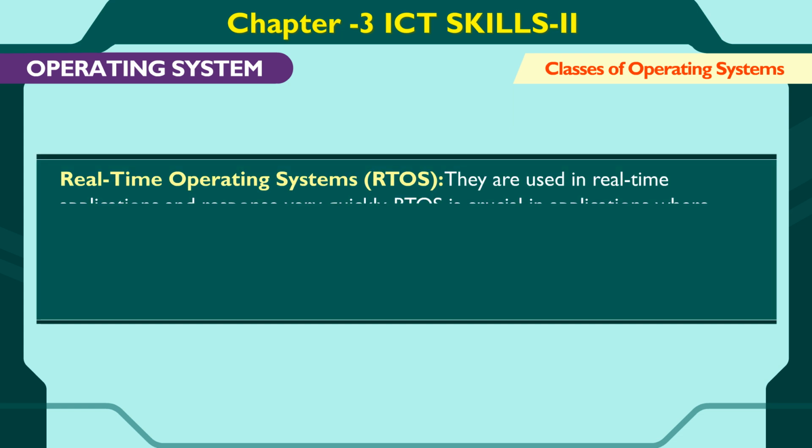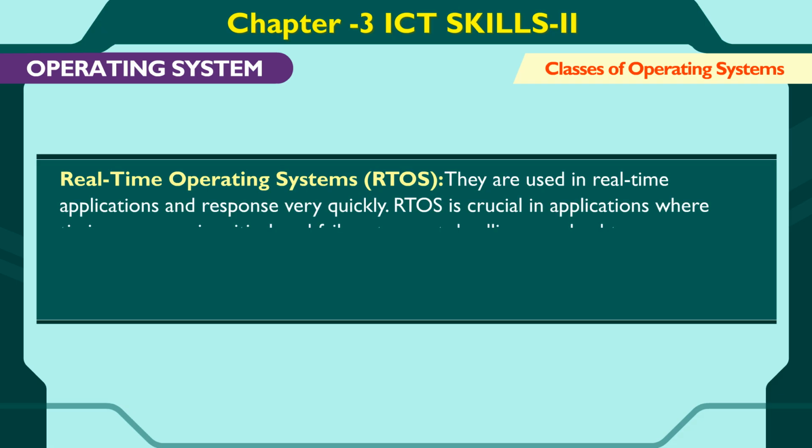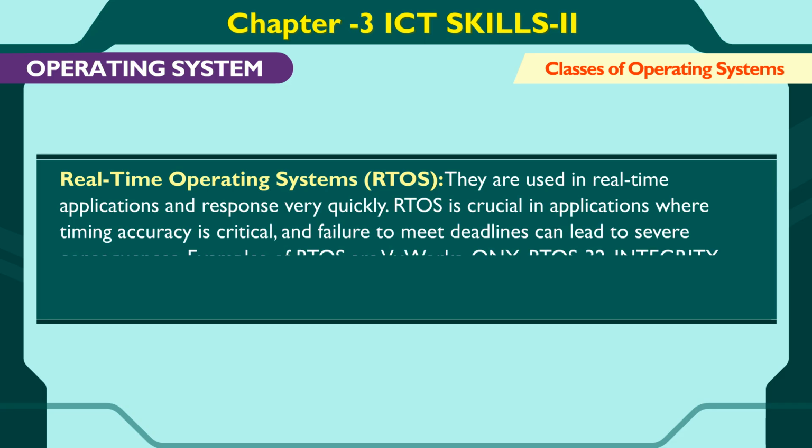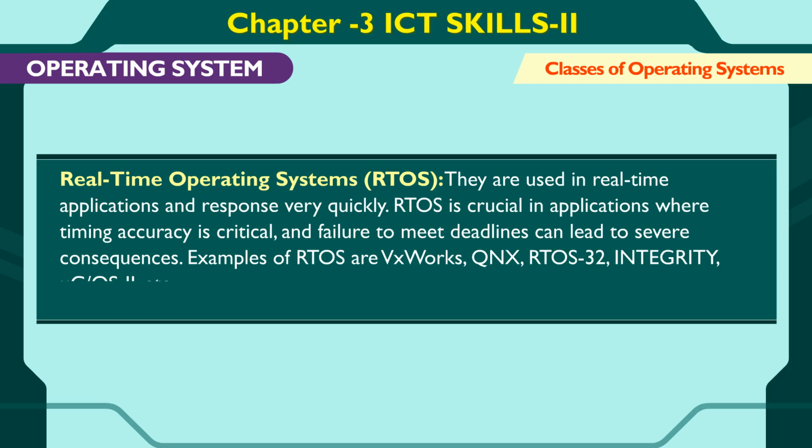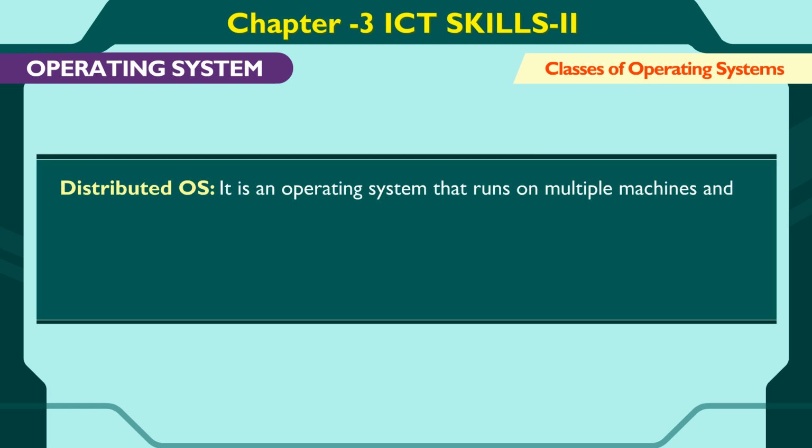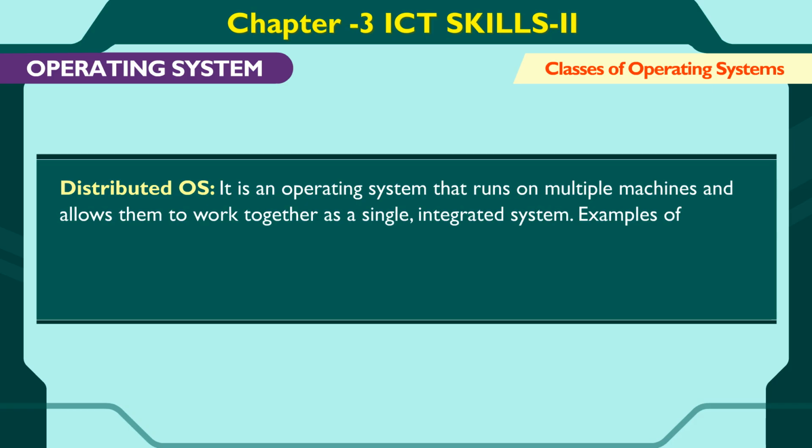Real-time operating systems, RTOS. They are used in real-time applications and respond very quickly. RTOS is crucial in applications where timing accuracy is critical, and failure to meet deadlines can lead to severe consequences. Examples of RTOS are VxWorks, QNX, RTOS32, Integrity, uC/OS-II, etc.